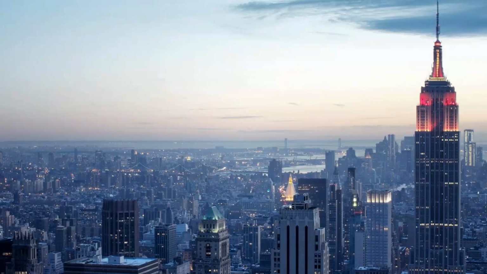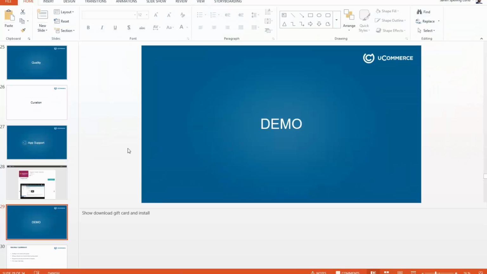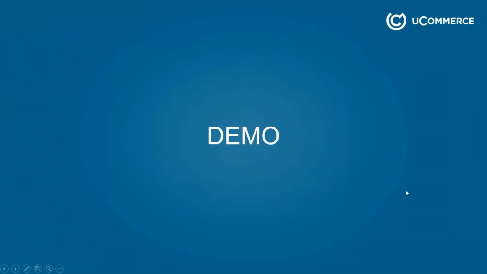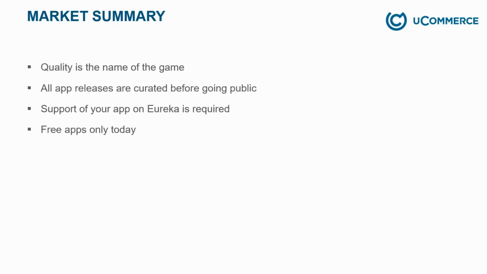Right, so let's go back to the slides here and sum up a little bit and talk a little bit about the roadmap. So in summary for market, quality is the name of the game, basically. We want to make sure that the apps that are in there are high quality and useful. We want to avoid a situation where there are thousands of apps that don't work, that break uCommerce, that are only compatible with a certain set of versions. We want to make sure that everything you download from market is great value.